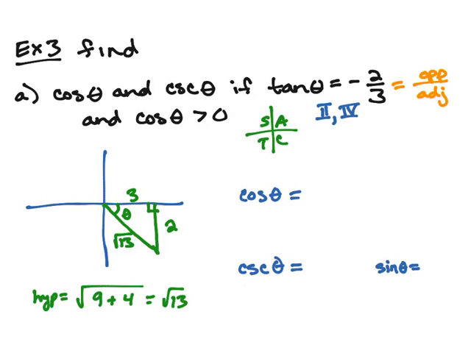Okay, so cosine theta is adjacent over hypotenuse. That's going to be 3 over the square root of 13. We're in quadrant 4, where cosine's positive, so it's going to be positive. And we're going to rationalize it and get 3 times the square root of 13 over 13.